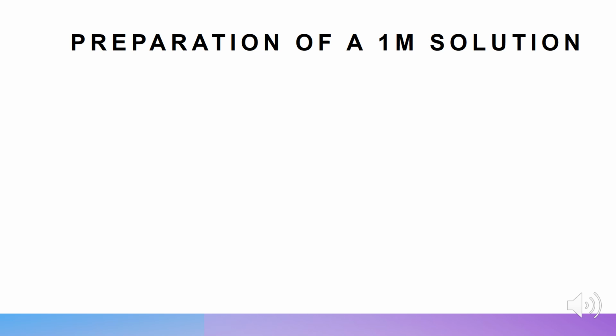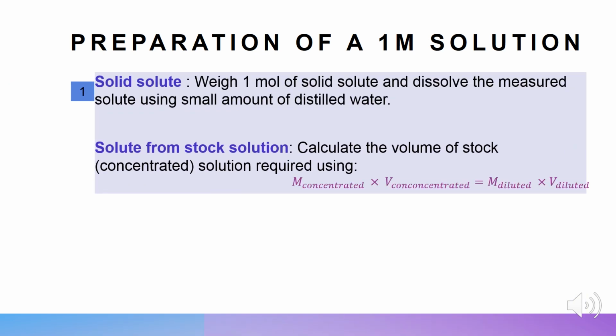Here are the steps in the preparation of 1 molar solution. If you use a solid solute, for example, sodium chloride, first you need to dissolve 1 mole of sodium chloride using a small amount of distilled water. If you use 1 mole of sodium chloride, it means you have to weigh 58.5 gram of sodium chloride.